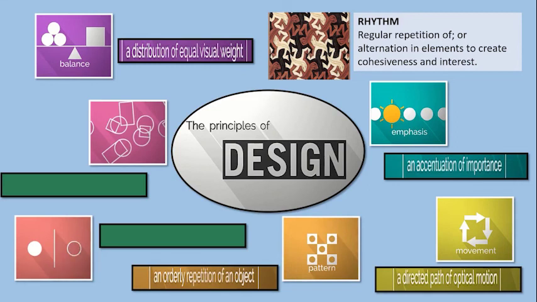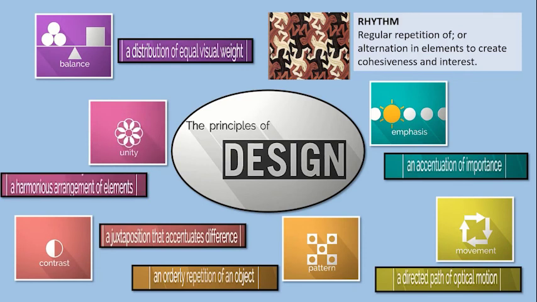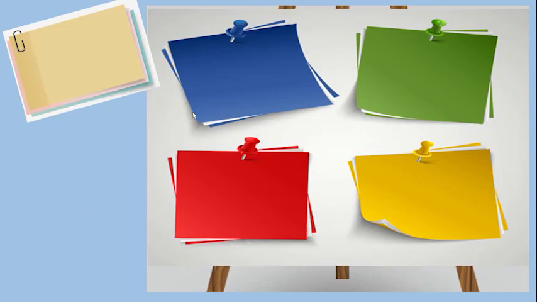Next is contrast. Contrast is a juxtaposition that accentuates difference. And lastly, we have unity. Unity is a harmonious arrangement of elements. These are the principles of design. Let's take a look on the applied elements of art and principles of design on these parts.